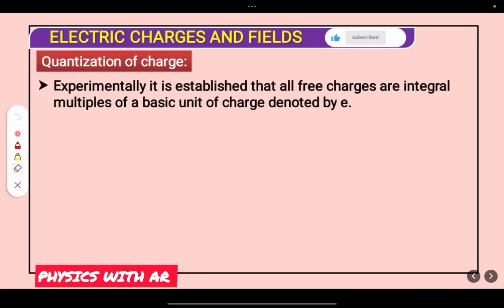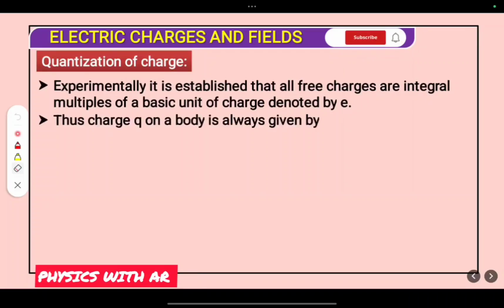Regarding this quantization of charge, we can denote it in simple form with this equation. We always use the equation Q equals plus or minus N E, where plus represents positive and minus represents negative. Experimentally, it has been established that all free charges are integral multiples of a basic unit of charge, which is denoted by E.